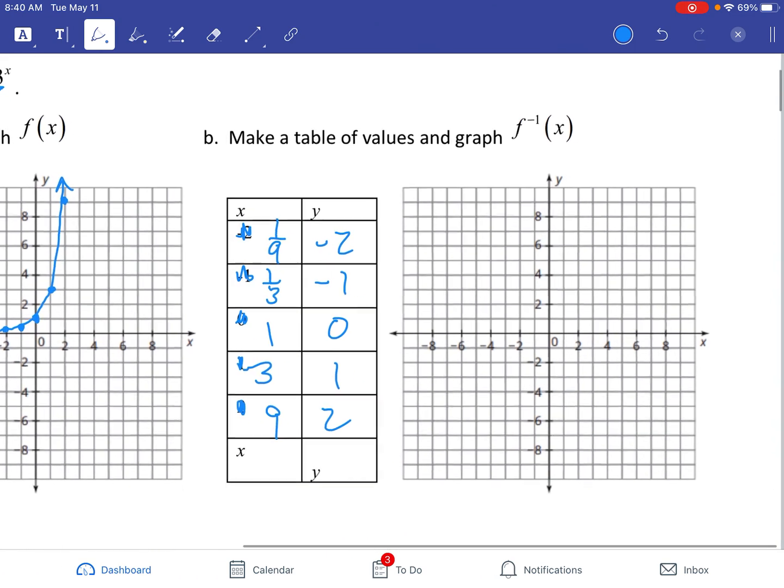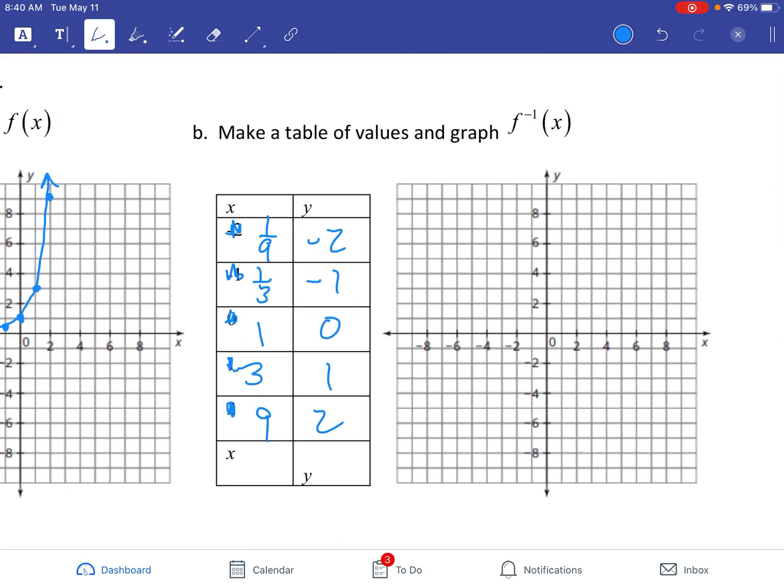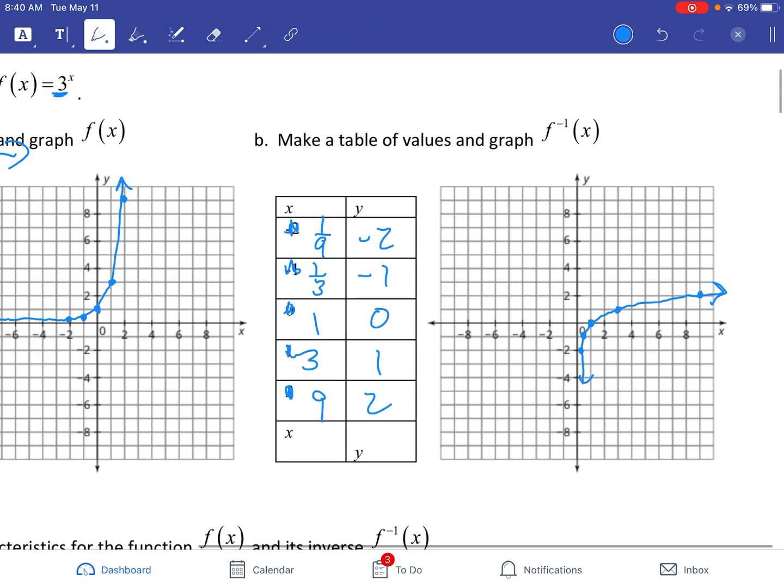If you put these on your coordinate plane and graph them, you have 1/9 and negative 2, which is like there. 1/3 and negative 1, which is about there. 1 and 0. 3 and 1. And 9, 2. Your function looks like this. Oh, sorry, that's the inverse of your exponential function. So it's a logarithmic function.